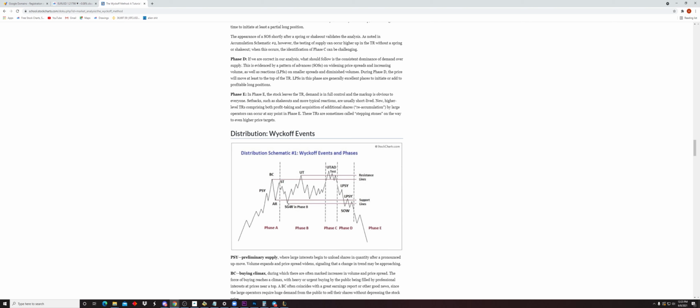Now, as you all know, schematics can be delivered in a number of ways, and they have the snowflake rule. So you can choose to utilize only schematics that break the sign of weakness in phase B or the AR, and then come back up to test, because they don't have to just break down an LPSY all the way down. They can also break down, come all the way back up to test the UTAD, and then break down. That's one way to view schematics.